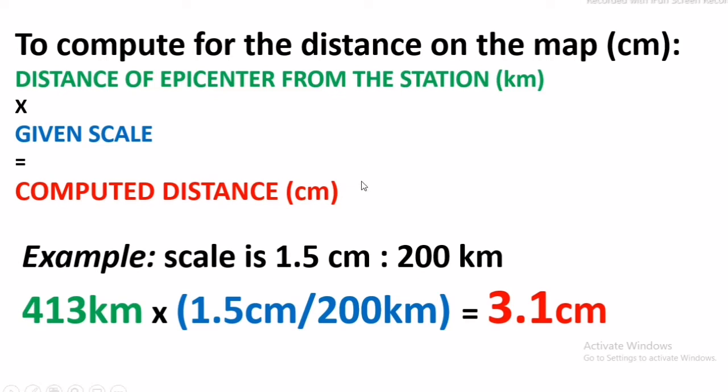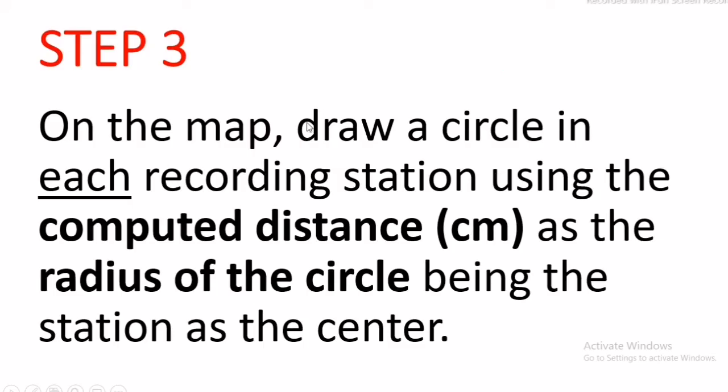So again, this is just one of the values that we must have. So we will compute also the distance of the epicenter in centimeters from the other two recording stations. So we will have at least 3 values. Step 3. On the map, draw a circle in each recording station using the computed distance in centimeters as the radius of the circle, with the station as the center of the circle.